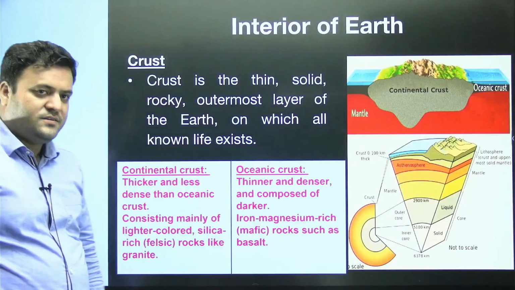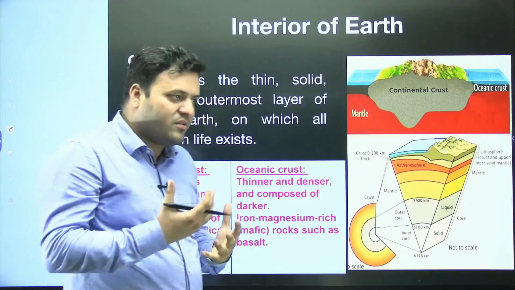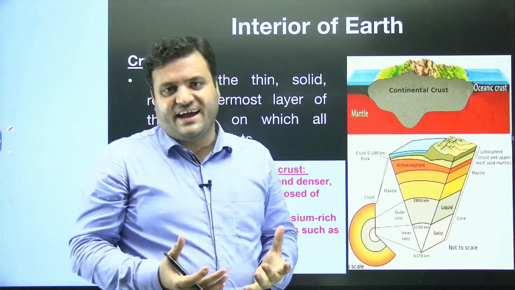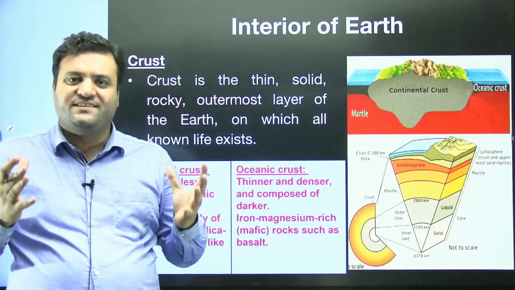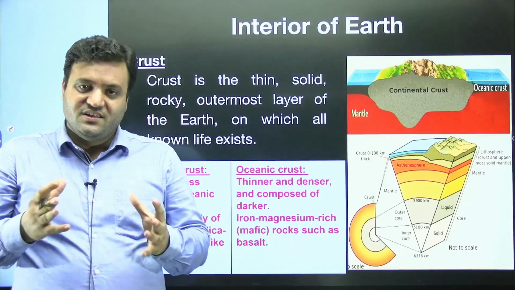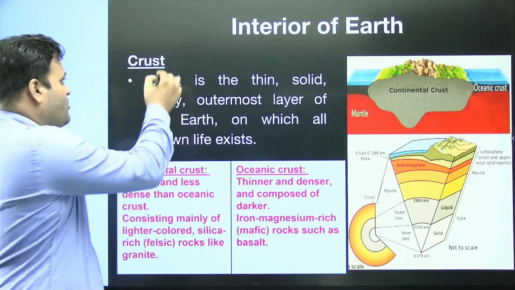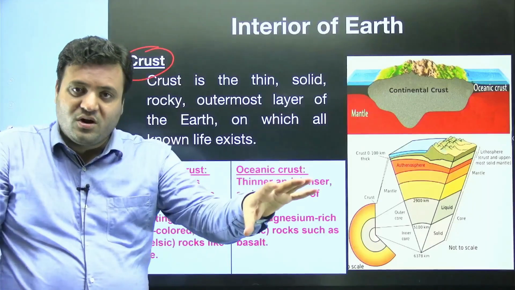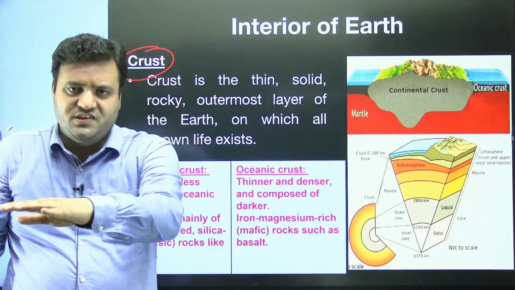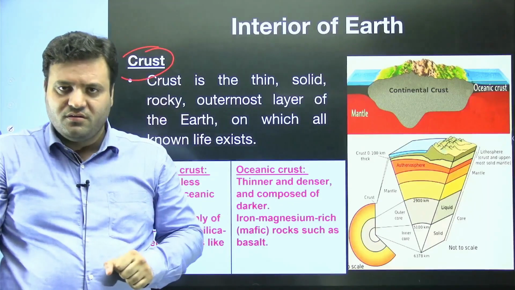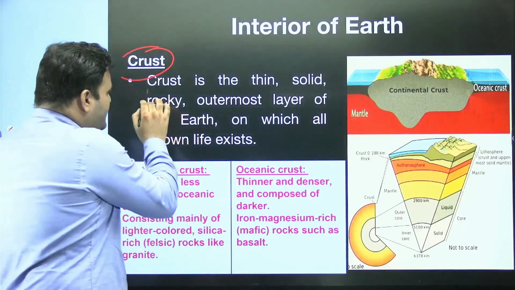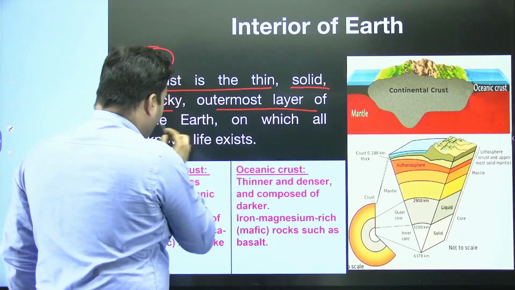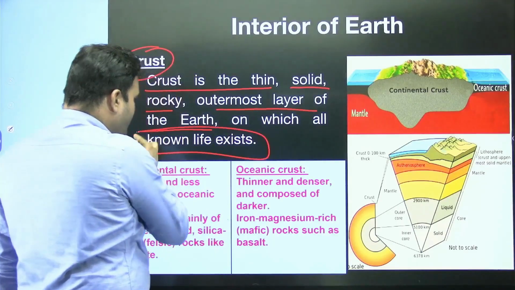Moving ahead, let's have more refinement, more ideas, and a deeper dive into the crust, the interior of our earth. The first one is crust. Crust is the topmost part of our earth's surface on which we live, on which you see water bodies, vegetation, roads, and rivers. Crust is basically a thin, solid, rocky, outermost layer of our earth.